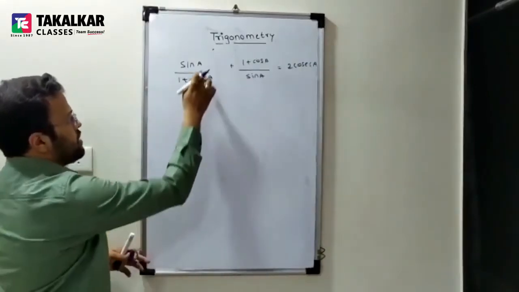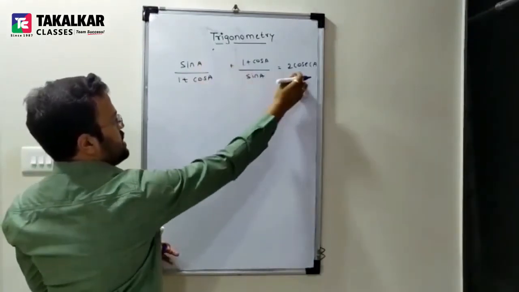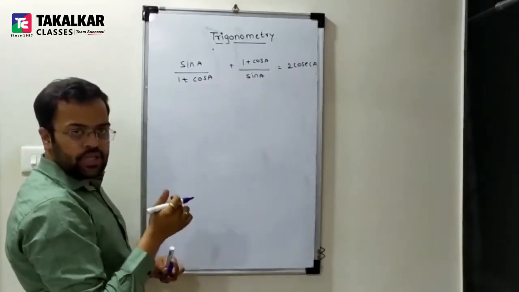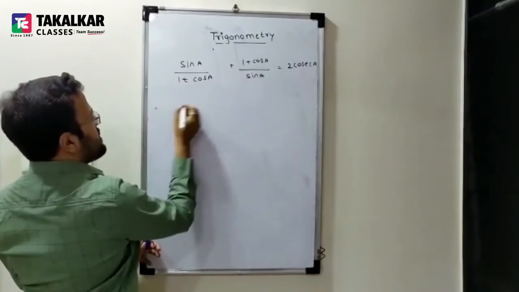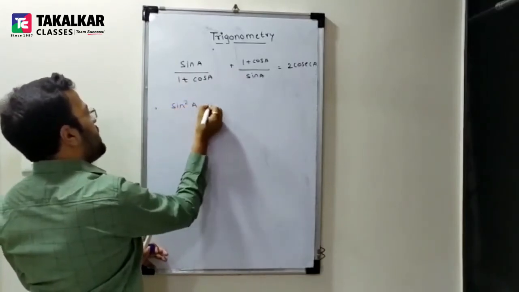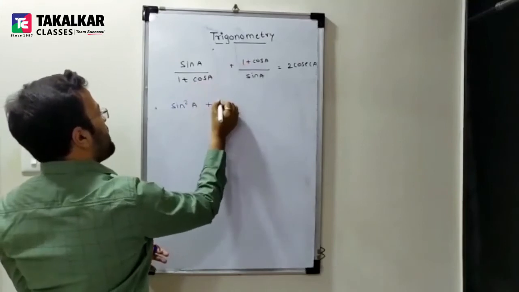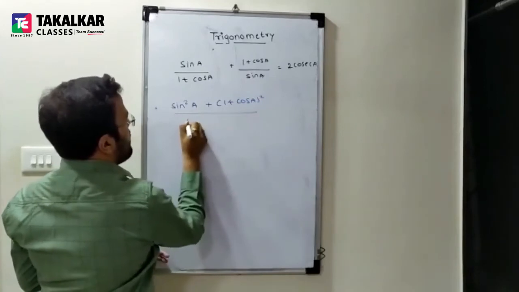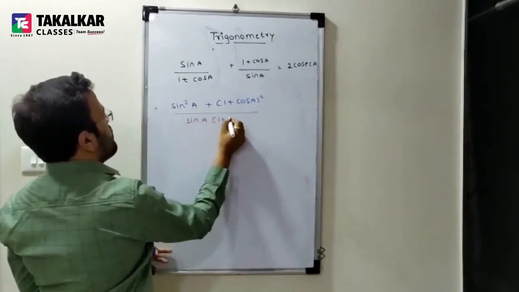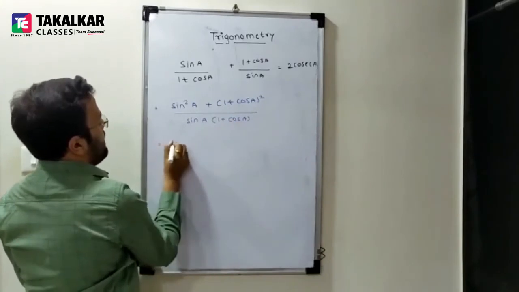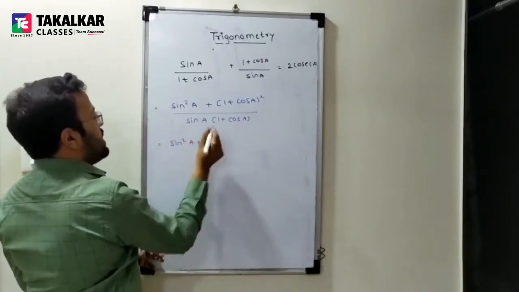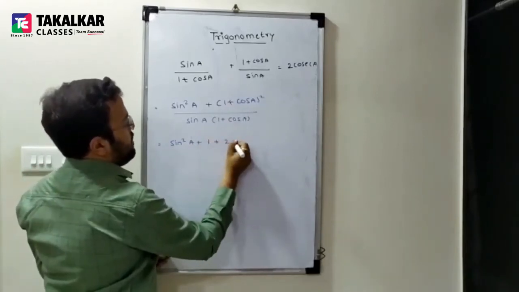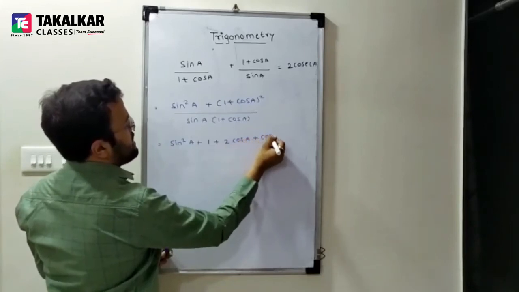Now next sum, this upon this plus this upon this, you want to prove this. बीच में plus sign, denominator is not same. So what you will do? Cross multiplication. चलो. So sin A into sin A will give you sin square A plus 1 plus cos A into 1 plus cos A will give you 1 plus cos A whole bracket square upon sin A into 1 plus cos A. Now sin square A as it is, this in the form of a plus b whole bracket square. So formula a square plus 2ab plus b square.